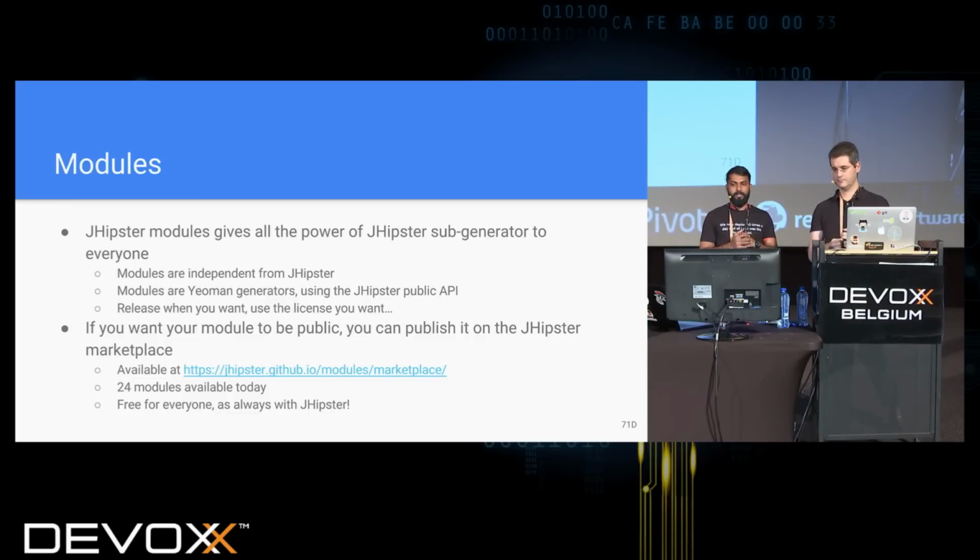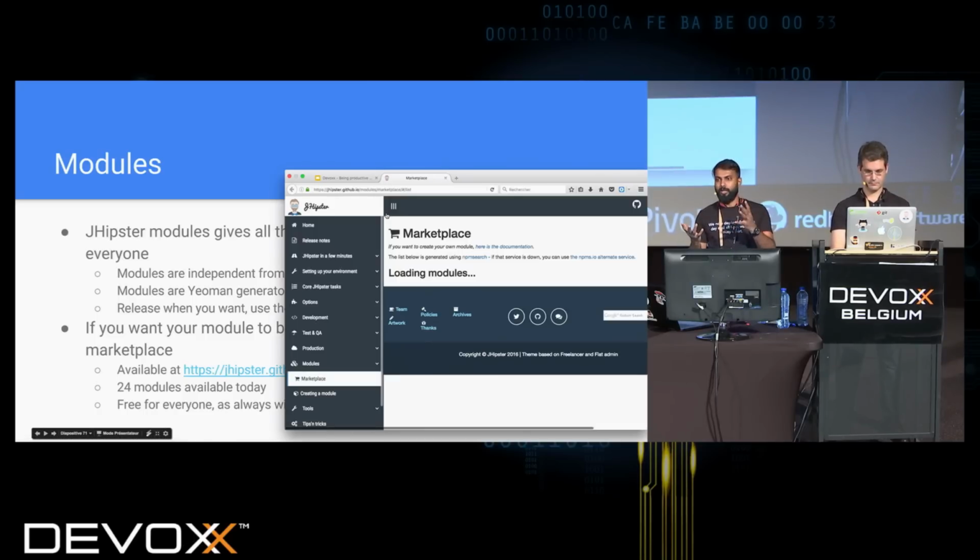It gives you the power of a subgenerator which you can write on your own. You can write any kind of subgenerator which uses JHipster and works on top of JHipster. Basically, say for example, you want to create a material design theme on top of JHipster.